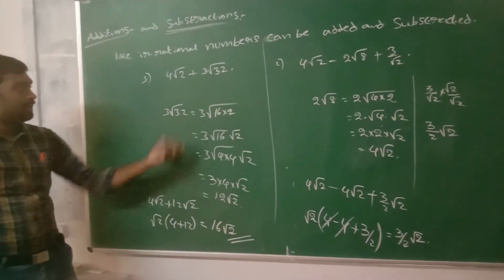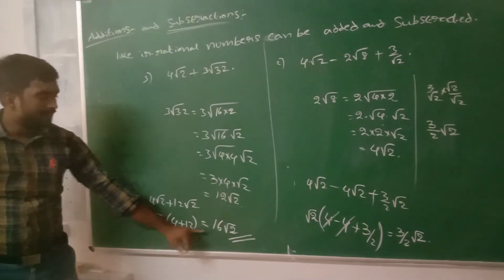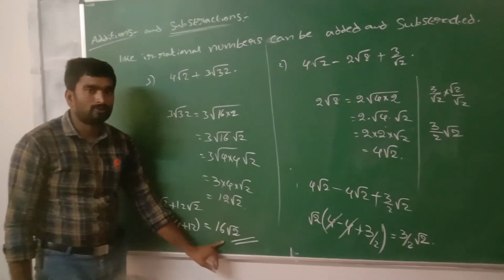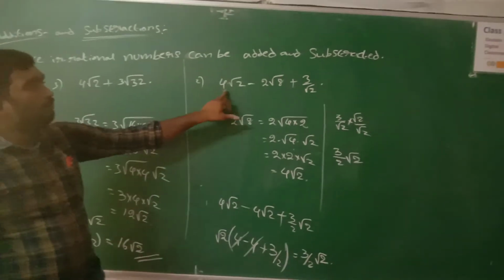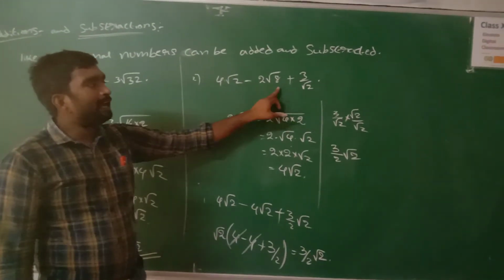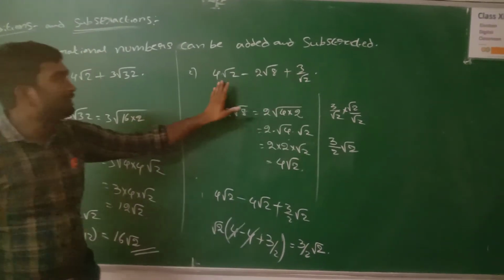So both have the common factor root 2. Then they will be added. We will have 16 root 2. The second problem is 4 root 2 minus 2 root 8 plus 3 by root 2. There is no common factor.